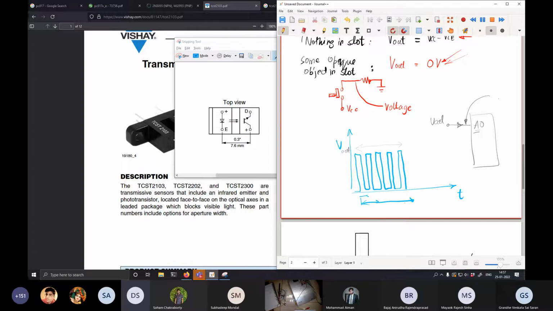So sampling time, like taking the input. Good. And anything else apart from that? The delay that the microcontroller creates. So that's like the sampling time.